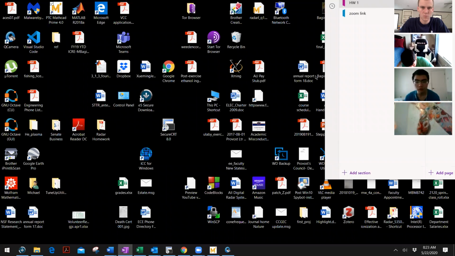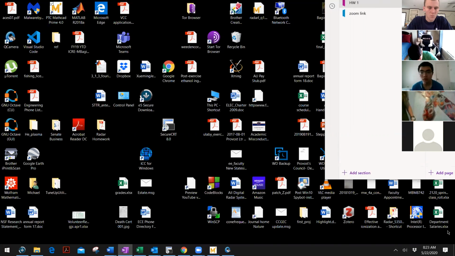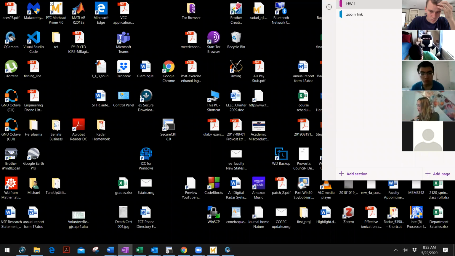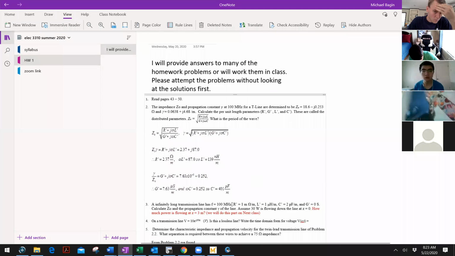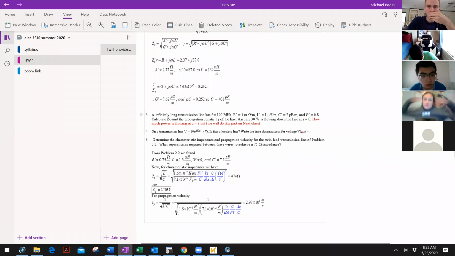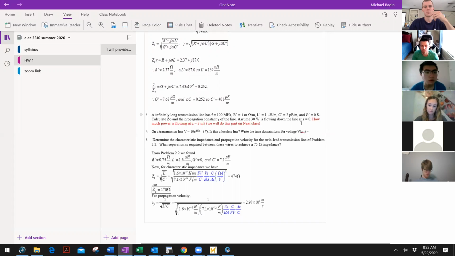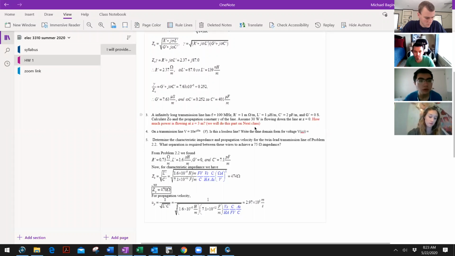Okay, next, let's see. The next one I want to talk about is the second problem. Here, I have the values of frequency, resistance, inductance, capacitance, and G. Calculate Z naught and the propagation constant, and assume 30 watts is flowing down the line. How much power is flowing at 3 meters? We're going to do this one now.